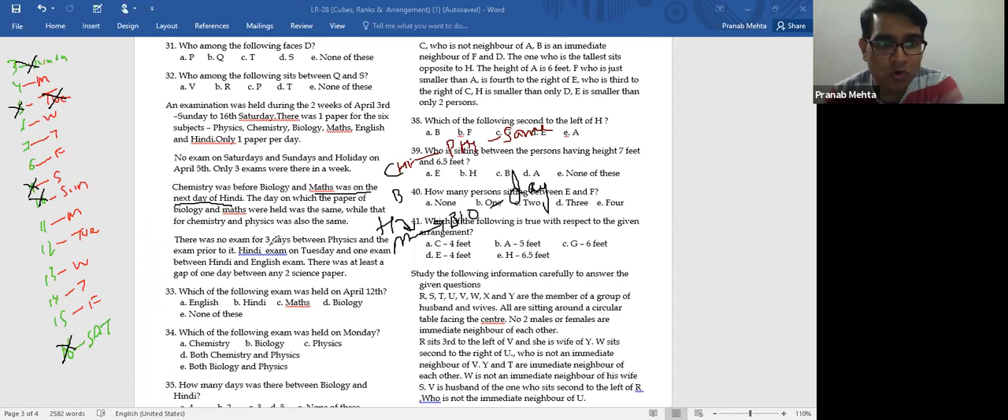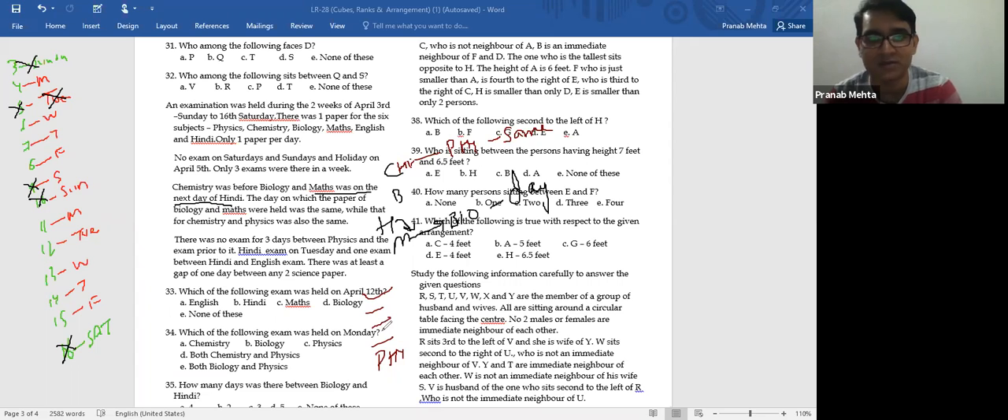Very good. There was no exam for 3 days between physics and the exam prior to it. Remember, there's a 3-day gap between physics and the exam prior to it. So there's some exam here and then a 3-day gap. There's every possibility that this 3-day gap has to be on Friday, Saturday and Sunday.